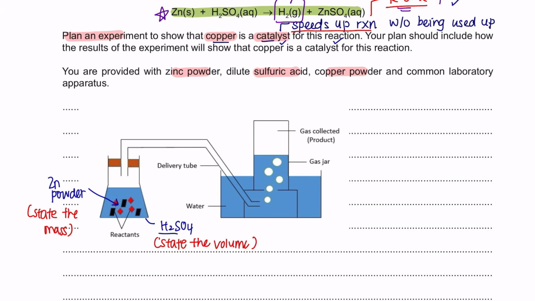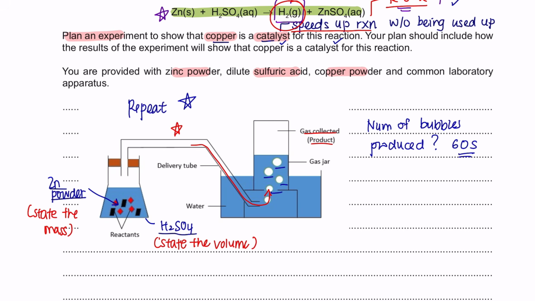So we're going to prepare dilute sulfuric acid and then add in zinc powder into it. Hydrogen gas will be the product of this reaction, so we're going to use a delivery tube to collect the gas produced. We can observe the number of bubbles produced in, let's say, 1 minute and record this data. And then we'll repeat this experiment again, but this time we're going to add the catalyst, which is the copper. So we're going to have to state how much copper is being used, let's say 10 gram. And now we're going to record the number of bubbles produced in 60 seconds.